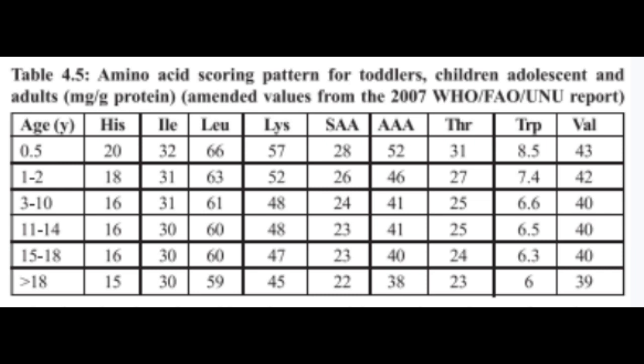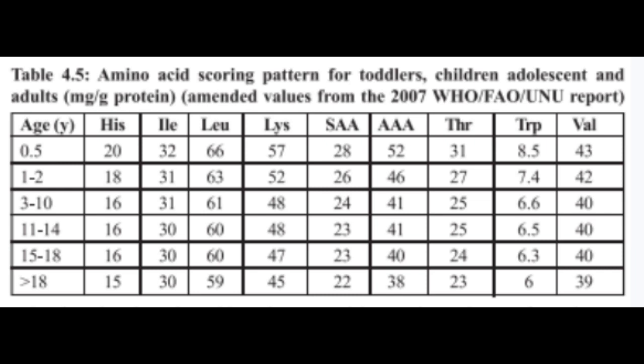Histidine, ILE, isoleucine, leucine, LYS, lysine, SA, sulfur amino acids, AA, aromatic amino acids, THR, threonine, TRP, tryptophan, VAL, valine. Source: dietary protein quality evaluation in human nutrition. Report of an FAO expert consultation, FAO 2013.